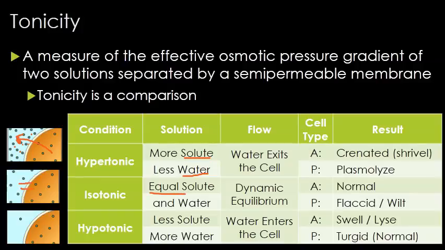In an isotonic solution, the material is equal. Okay, so equal amounts of solute and water. Material will go back and forth equally. In plant cells, this will make it wilt. But in animal cells, this is our normal condition. This is the preferred condition.